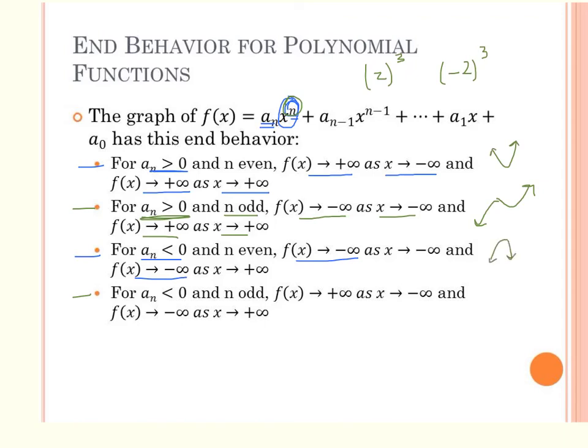Okay. And the last one, if a is negative and n is odd, as x goes to negative infinity, your graph's going to go to positive infinity. And as x goes to positive infinity, your graph goes to negative infinity. Okay, so really what this boils down to is you need to write down this list. And we can definitely go over some more in class about trying to figure out when it's one way versus the other.